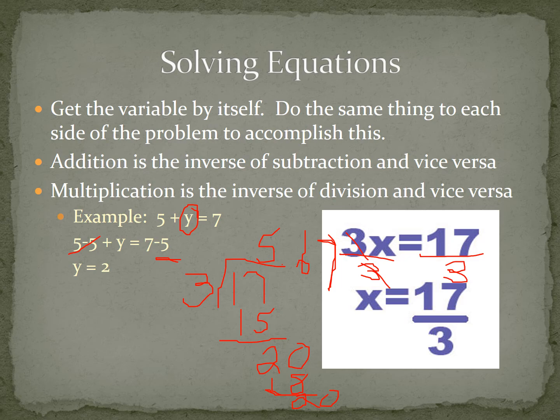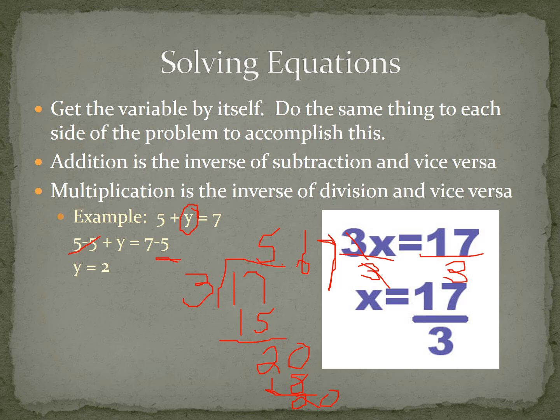All right, and then of course, as we are trying to solve problems here, we are trying to get the variable by itself. So isolate the variable, okay? This should be kind of review if you've had algebra or even pre-algebra in the past. You want to get the x on one side of the equation. That's basically remembering that you have to do the same thing to each side of the problem to do this. Addition is the inverse of subtraction and vice versa. Multiplication is the inverse of division and vice versa.